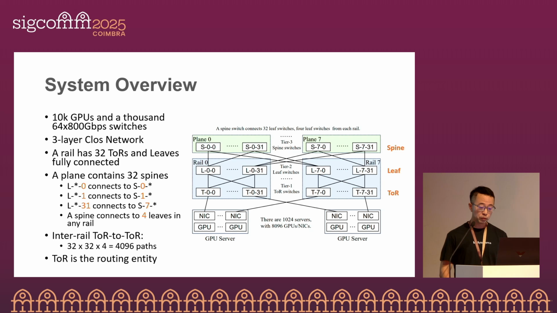A blue box is called a rail, containing 32-by-32 fully connected ToR switches and spine switches. A green box is called a plane, containing 32 spine switches. From a leaf switch's perspective, taking L00 for example, it is connected to all the spine switches within plane 0. For instance, L031 is connected to all the spine switches within plane 7. From a spine switch's perspective, take S00 for example. It has 32 egress ports facing down and 4 ports facing each rail. That is, S00 is connected to 4 different leaf switches in any rail.